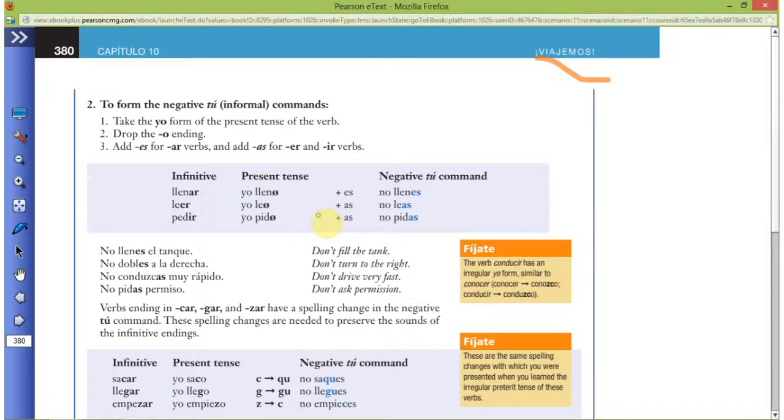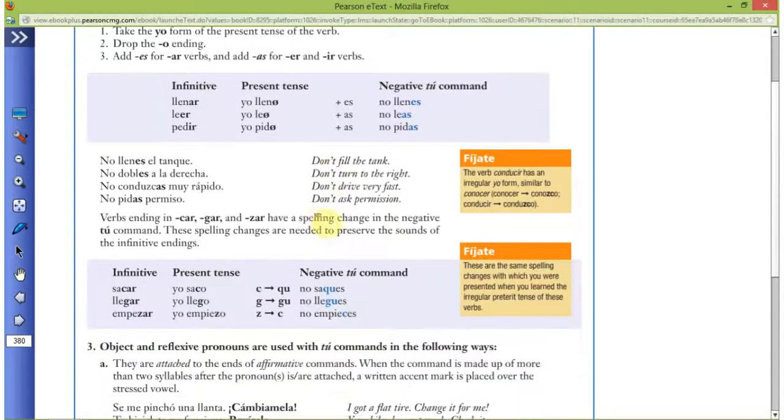Okay, let's look at this again. These words have some spelling changes. The verbs that end in car, gar, zar, and it looks like it only affects the negative tú commands, because if you keep this c here, it won't be pronounced like a hard c anymore. Saco, sacar, that's a hard c or a k sound. If you leave a c there, it's going to be no sacès, and that doesn't sound right. No saces, that's wrong.